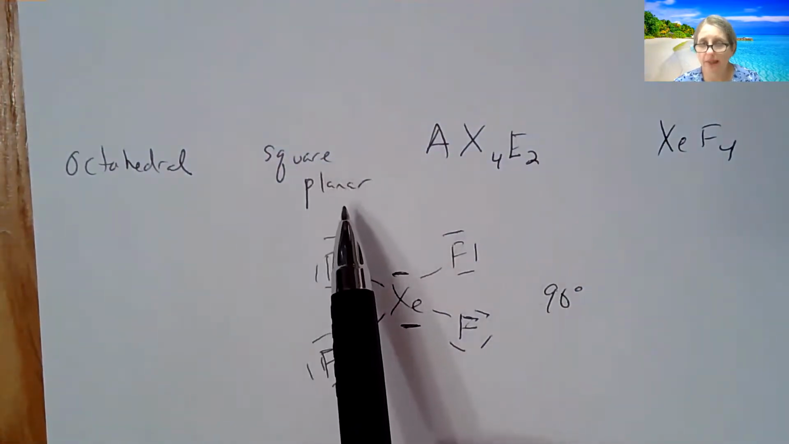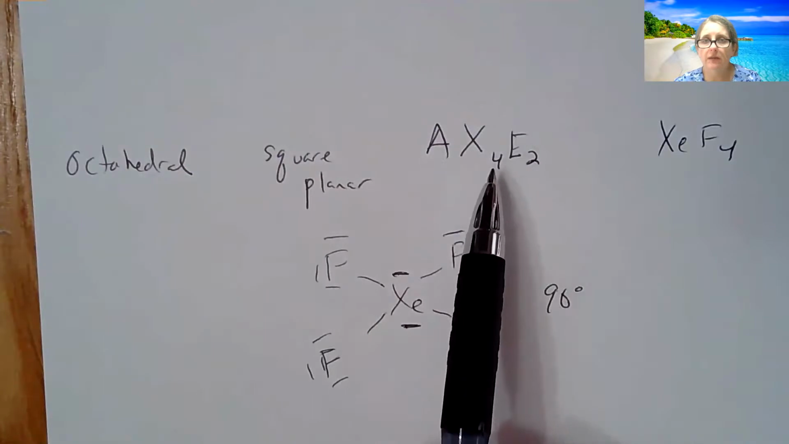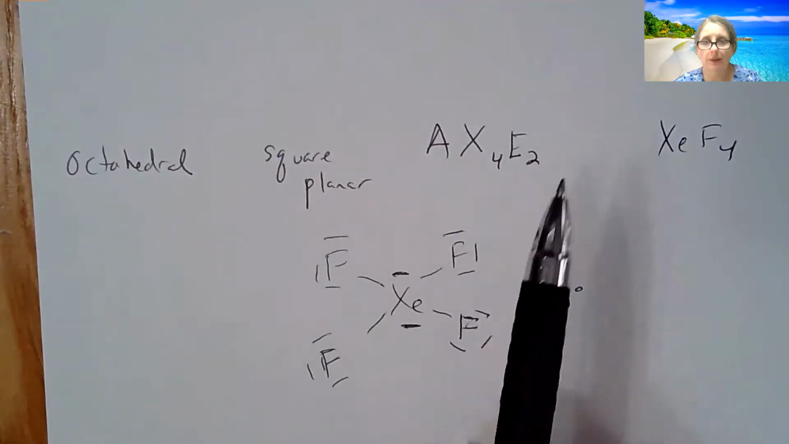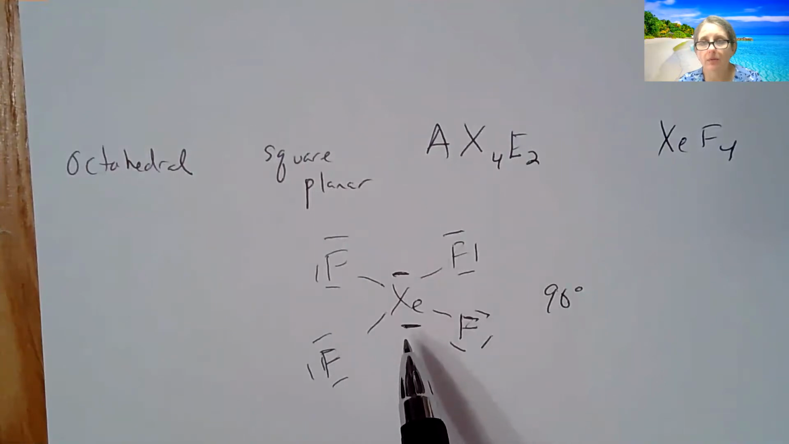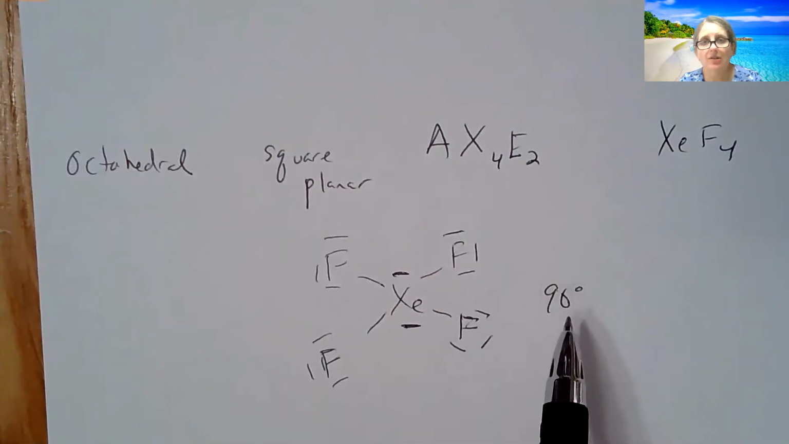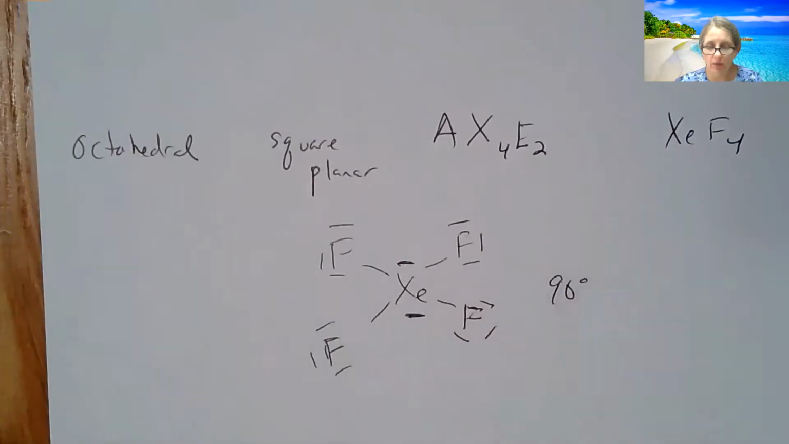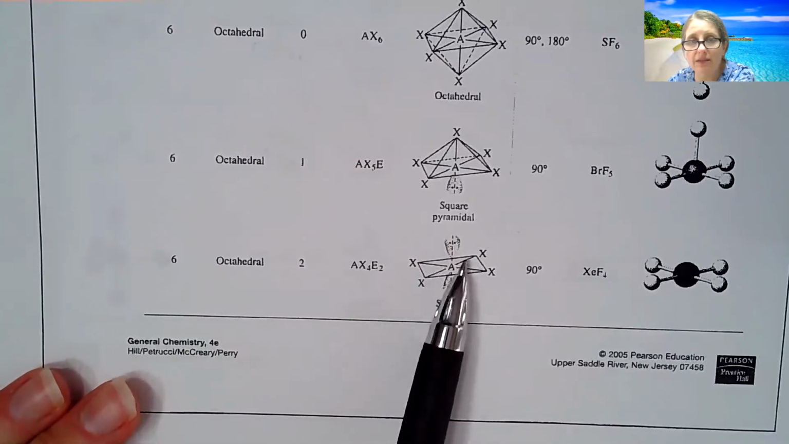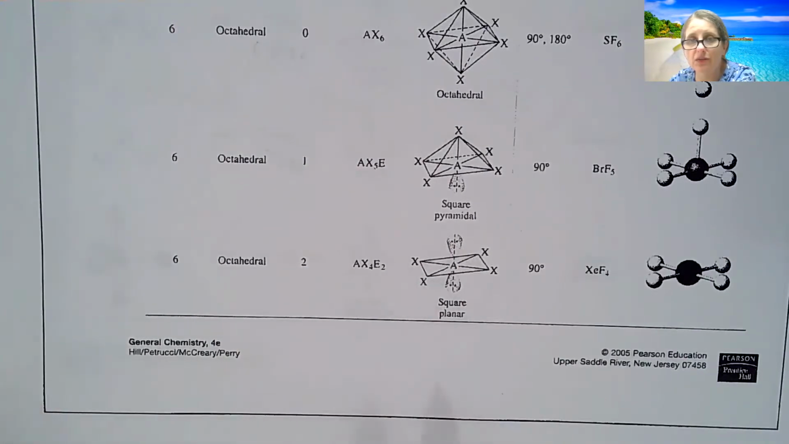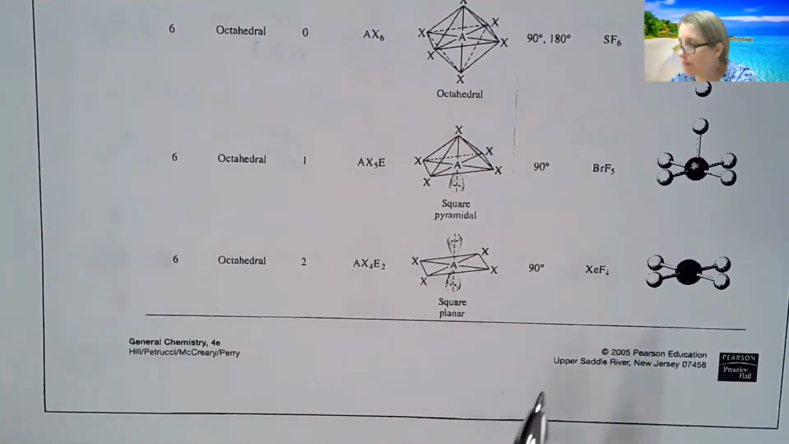a square planar. Okay, so this would be if I have 4 bonds and 2 lone pairs. So I have 4 things going out, and then I have a lone pair above and below the plane. So this is 90 degrees. So again, what this is trying to show you is the fact that the lone pairs in this case, the furthest away they could possibly be is above and below the plane. So different from a trigonal bipyramidal.